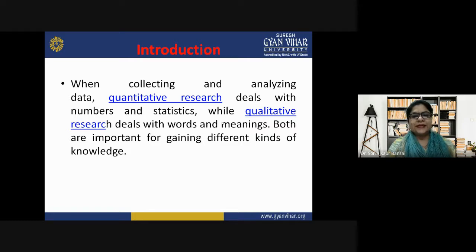Students, when collecting and analyzing data, quantitative research deals with numbers and statistics, while qualitative research deals with words and meanings. Both are important for gaining different kinds of knowledge. As a researcher, when you research something, there are some facts that you might get in the form of numbers and statistics, but some facts are not available in numbers; they may be in the form of word meanings or ideas. When data deals with numbers or statistics, it is called quantitative data. But if data deals with words, meanings, ideas, or expressions, it is called qualitative data. Both kinds of data are important for gaining different kinds of knowledge.